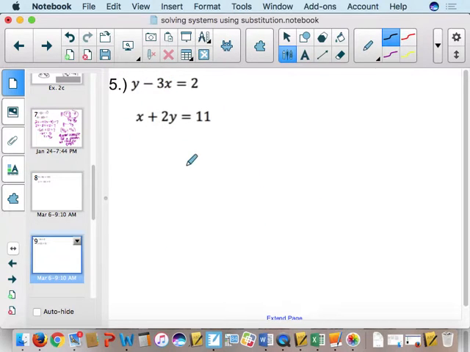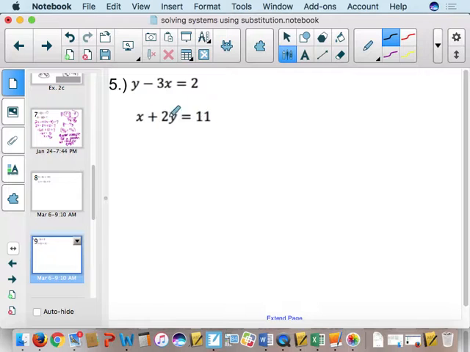On example 5, what I want you to notice here is that we're not ready for step 1, or step 1 isn't done for us. So step one is that we need a variable by itself. Both of these are close to having a variable by itself. What do you think would be easiest to get by itself? The y in the top or the x in the bottom? X in the bottom, okay?